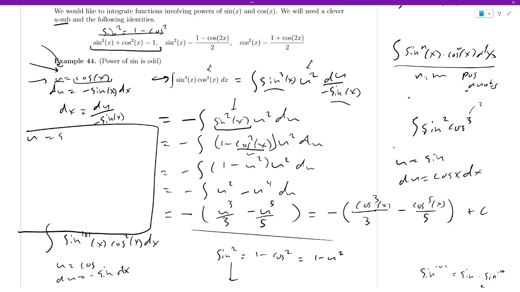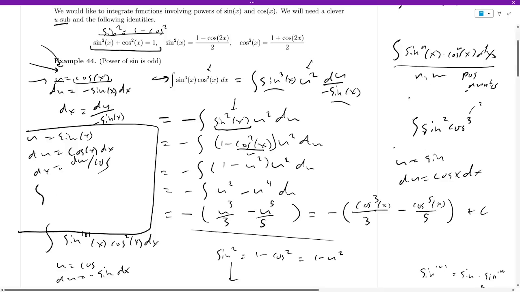Say we picked u as sine. We'd get du is cosine, and we'd get dx is du over cosine. So my integral would become, so sine is u, so I'd have u cubed. And then I'd have cosine squared. And then I'd have du over cosine. So one of these cosines will cancel.